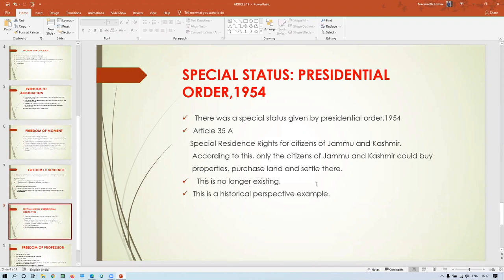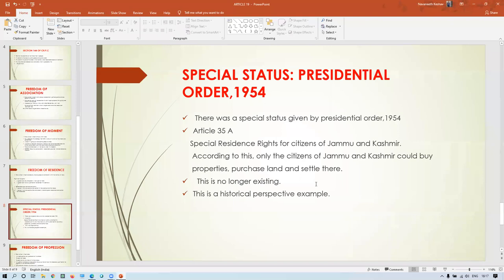There was a special status given by the presidential order in the year 1954. According to Article 35A, a special residence right was given to the citizens of Jammu and Kashmir. What was that right? It is that only the people of Jammu and Kashmir could buy property, could purchase land and could settle there.